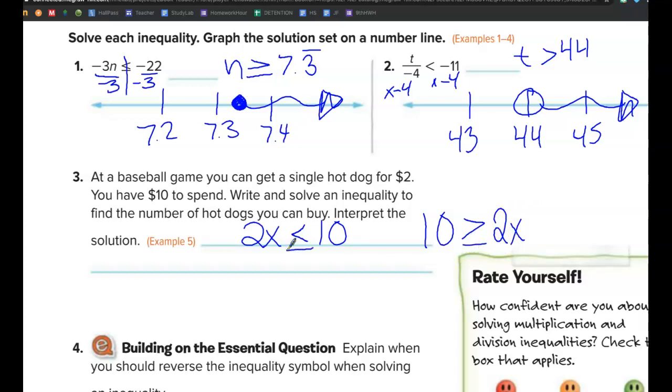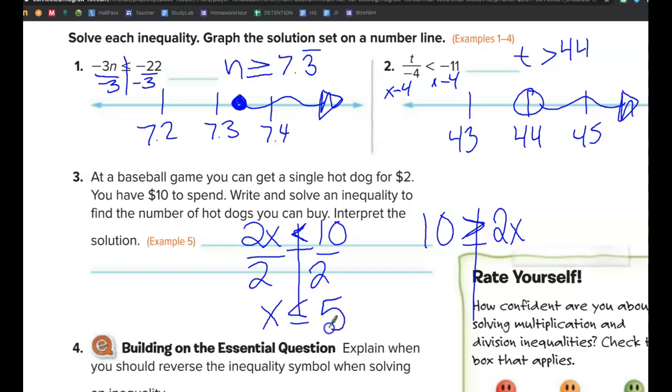Or you could rewrite it like this. I always like the variables to come first, but these are the same thing because the alligator is eating 10. Either way is correct. So then how do you solve it, Jada? Divide by 2. Do you keep or change the sign? You keep it because we're not dividing by a negative, so x is less than or equal to what?